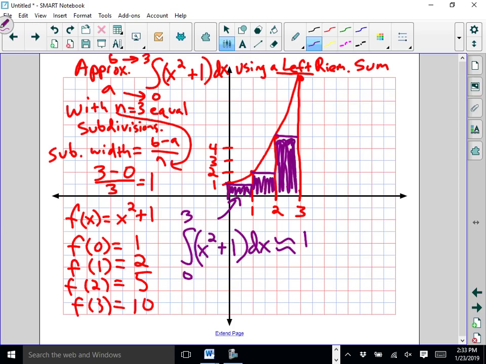Plus, I need the area of the next rectangle. Well, its base is also 1, but its height now is 2. So it'll be 1 times 2. Plus the area of my last rectangle, that again has a base of 1, and its height now would be 5.